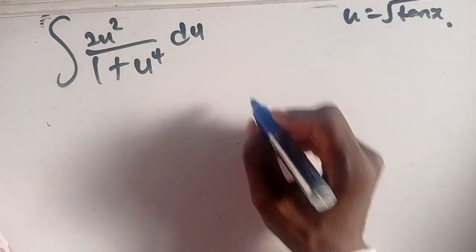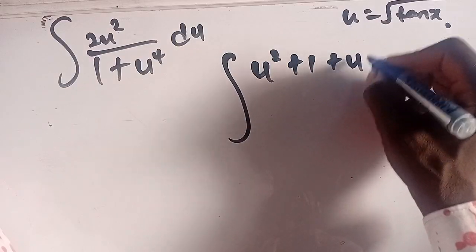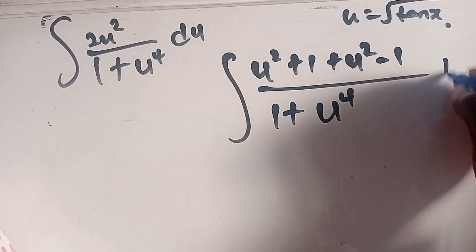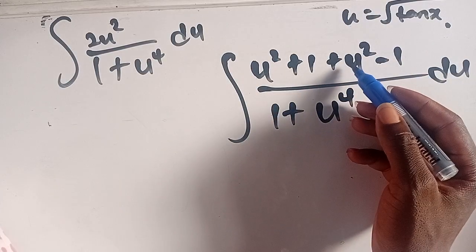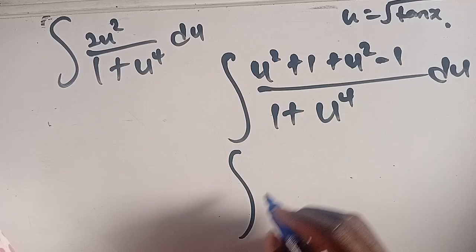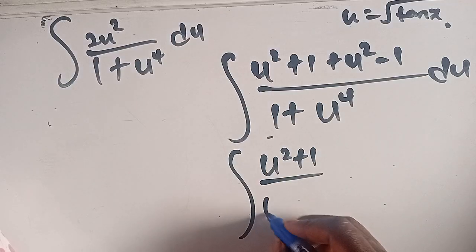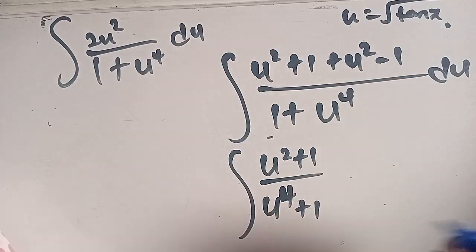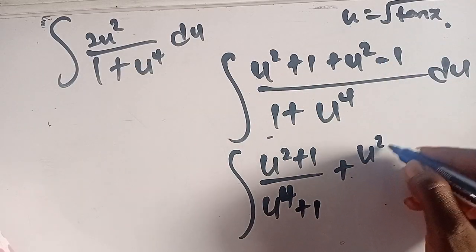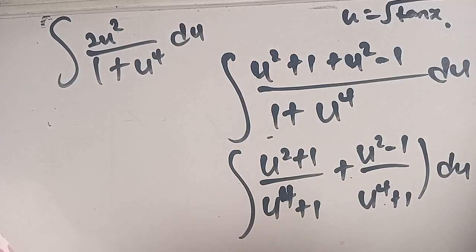Now 2u squared is the same thing as, I can change this to the integral of u squared plus 1 plus u squared minus 1 over 1 plus u raised to power 4 du. u squared plus u squared is 2u squared, and 1 minus 1 is 0. So 2u squared is the same thing as everything here. So the question can change to the integral of u squared plus 1 over u to the 4 plus 1, plus u squared minus 1 over u to the 4 plus 1, du. Do we get that?